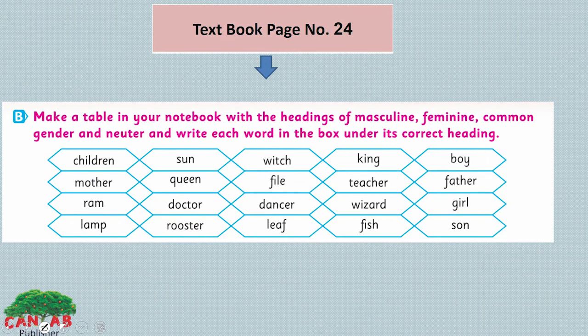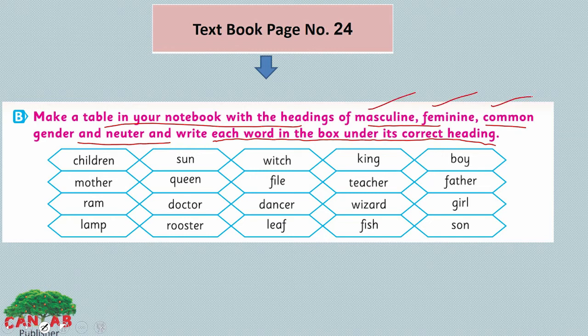Now look at here, page number 14. Make a table in your notebook with the headings masculine, feminine, common gender and neuter, and write each word in the box under its correct heading. What you have to do is separate all these nouns given here into the categories of masculine, feminine, common and neuter nouns here.